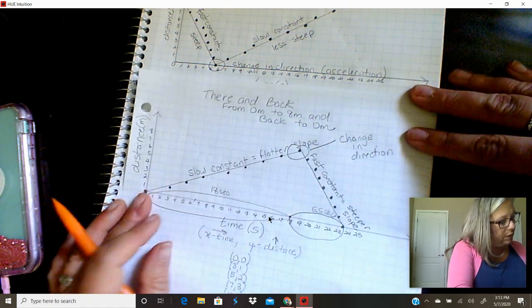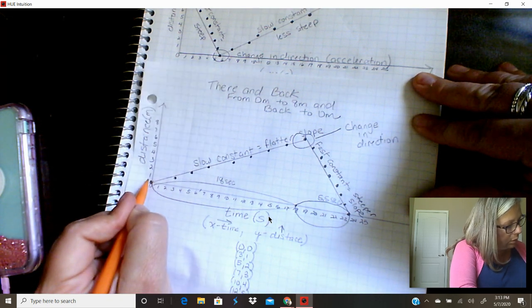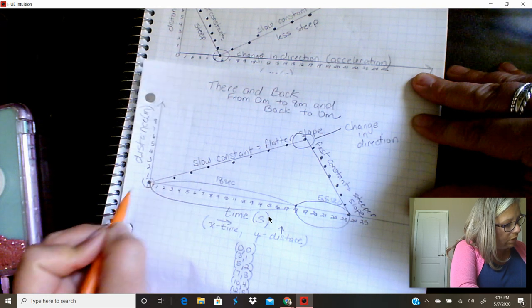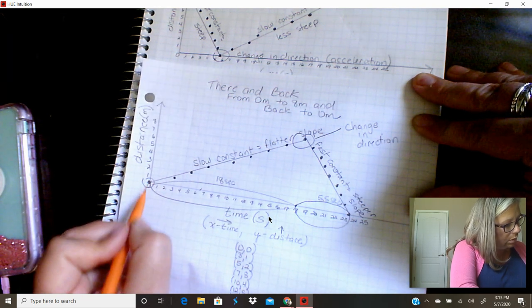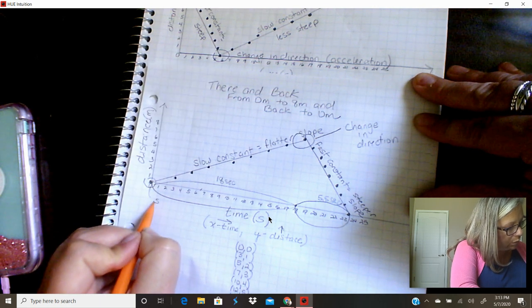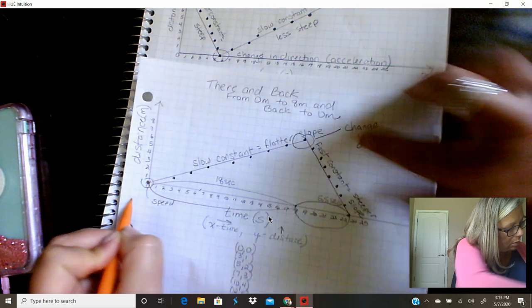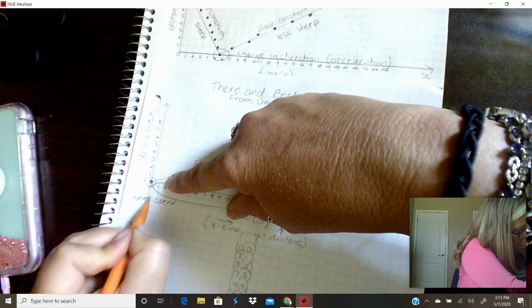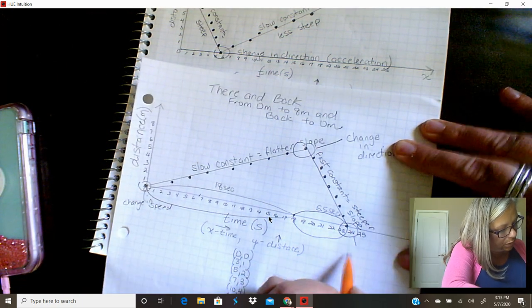Now, other places on this graph that you would have acceleration would be right here because you're going from no speed to moving. So that's a change in speed, right? Right here would be a change in speed. And then right here, when Nick stopped, was another change in speed.